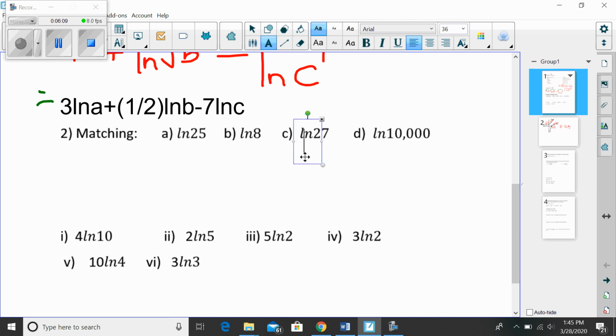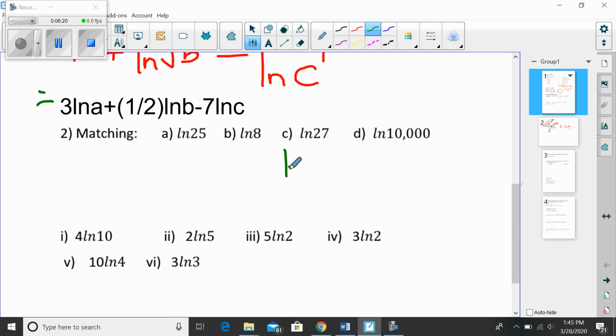27 is actually 3 cubed, right? So I could rewrite this as natural log 3 cubed. Well, then this drops in front, right? That 3 drops in front. And so I would select 3 natural log 3 to match this, okay?